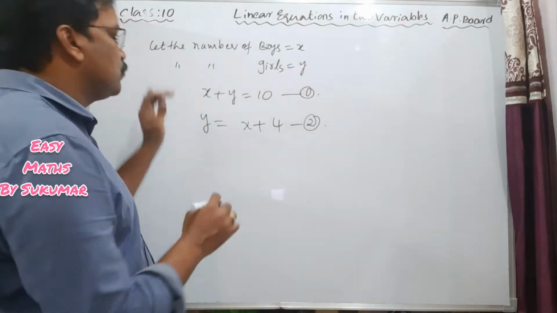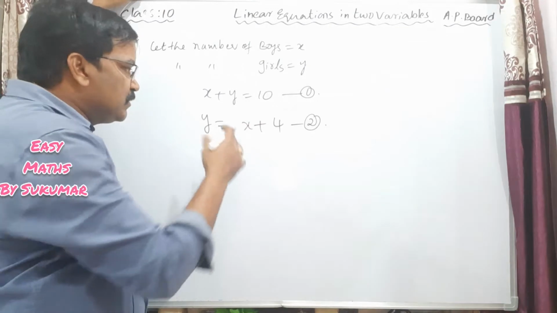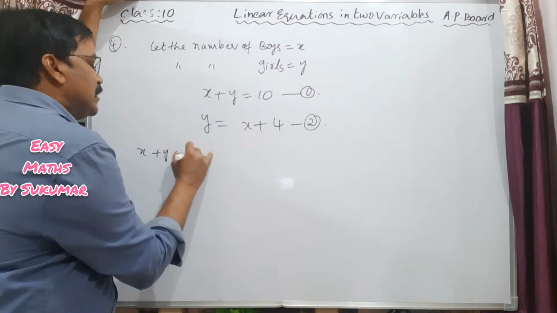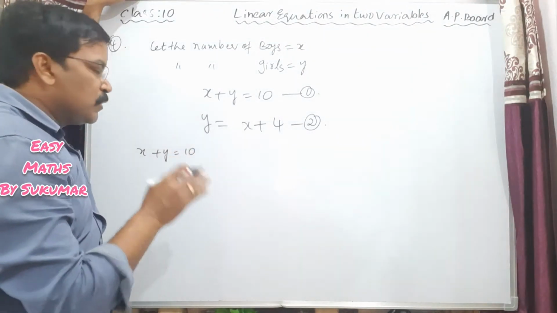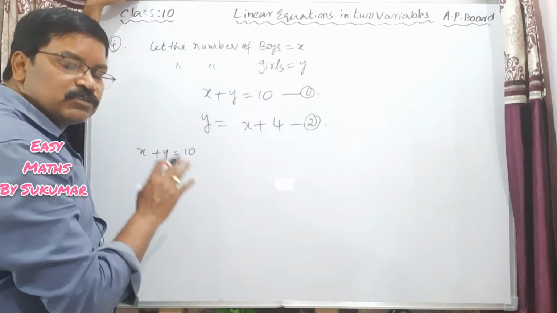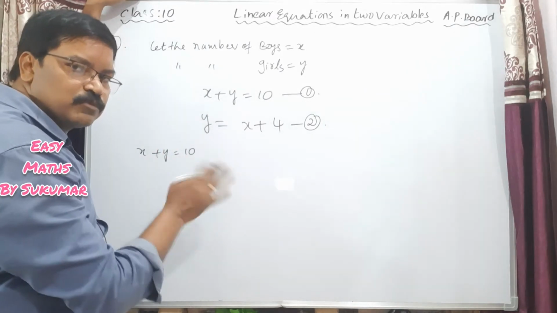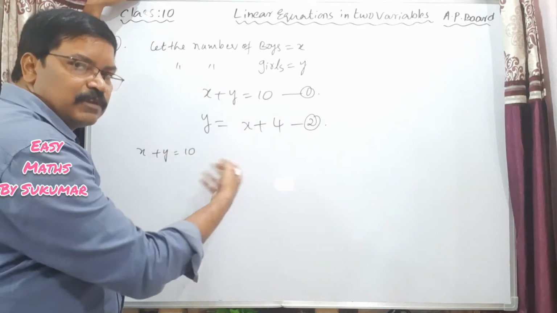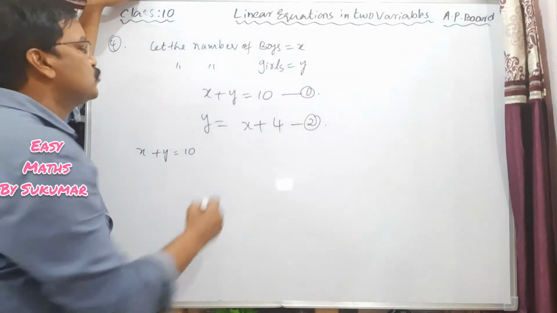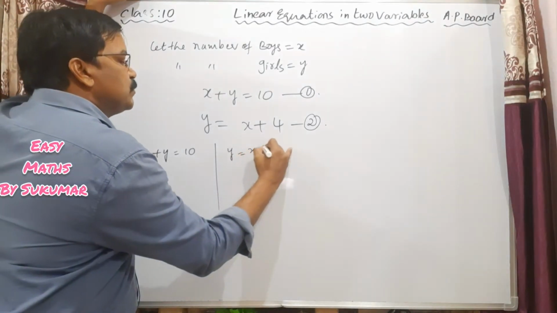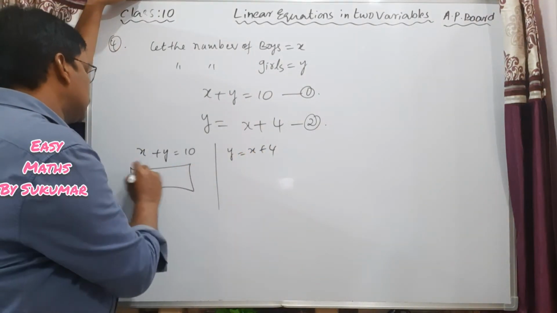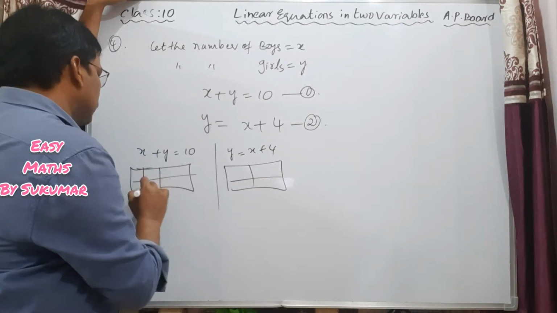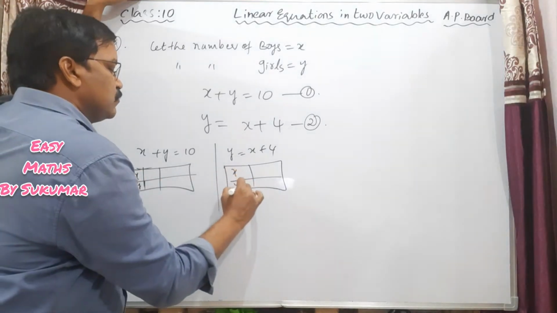See my dear students, here also just solve these equations using graph. Let us take x plus y is equal to 10 here. Actually there is no specific method mentioned to solve these equations. That's why I'm using whatever method I like, any suitable method. The first equation is x plus y is equal to 10. The second equation is y is equal to x plus 4. Let us prepare the ordered pairs. Here also just take the table, with columns x, y, x, y.